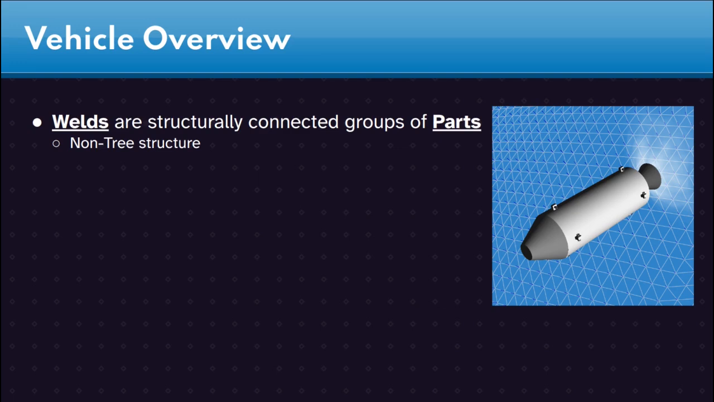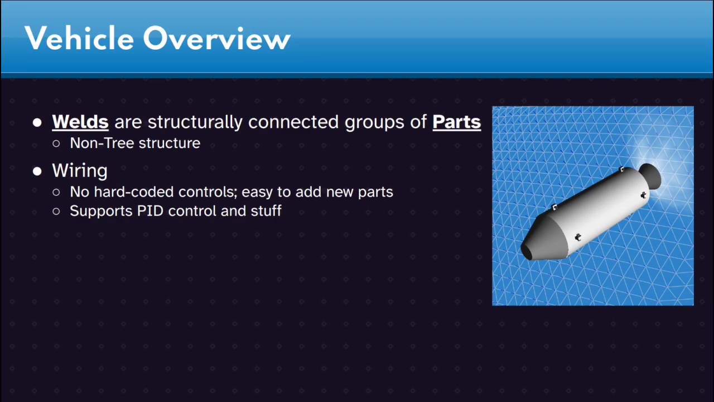So unlike other games, you can make things like rings and other structures like that. And there is a wiring system. This adds a way to not hard code the controls, and it's really easy to add new parts. We can control things like PID loops, like we can have PID control loops and control engineering things. Imagine having a differential thrust controller that takes the yaw, pitch, roll controls from the player, from the pilot capsule, and then runs them through a differential thrust controller that would output throttle values for different rocket engines. We can do that.